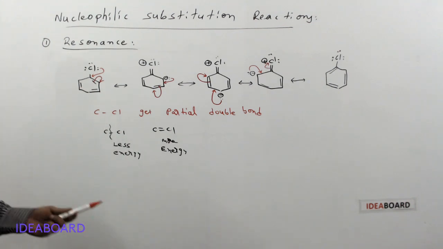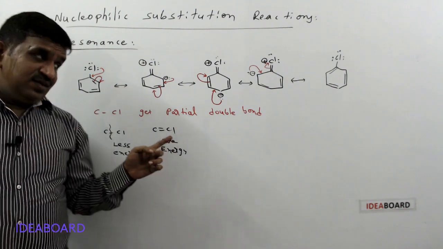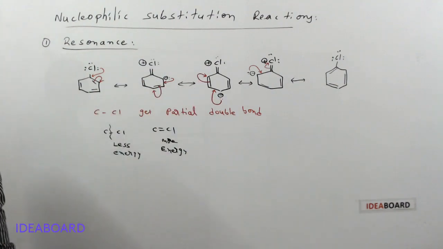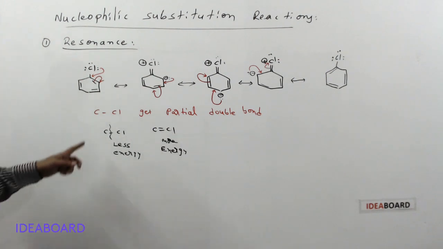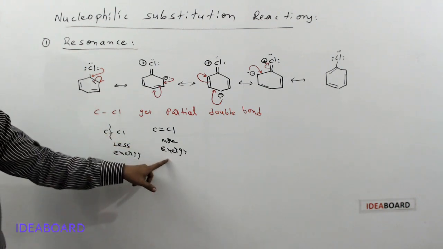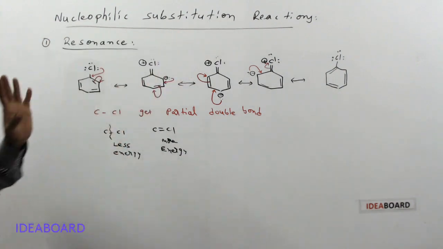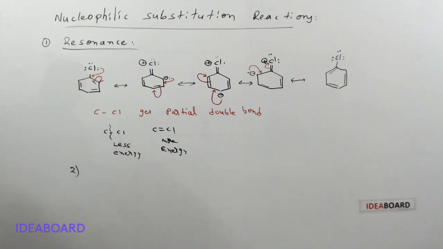Whereas in alkyl halides, there is no such partial double bond character. In aryl halides, why is this partial double bond nature occurring? Because of resonance. Due to resonance, it gets a partial double bond nature, so it has more bond strength, and it does not easily participate in nucleophilic substitution reactions. This is the first reason for not showing more reactivity towards nucleophilic substitution reactions.